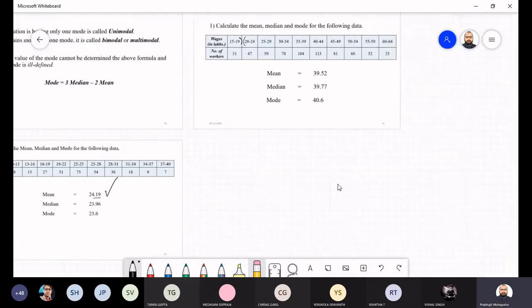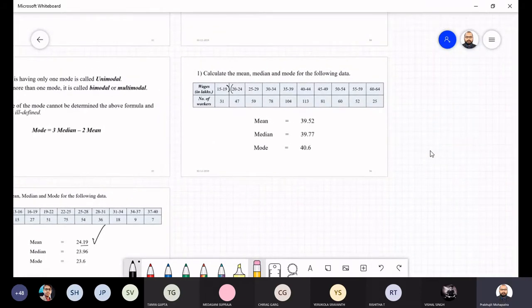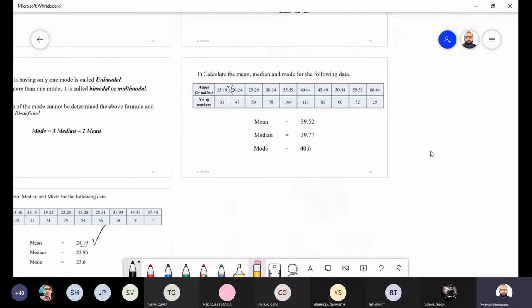I think you have also studied this in your standard 11, 12 or 10th class. How to make this series continuous? We should redefine the intervals, like 14.5 to 19.5 and then 19.5 to 24.5. Why 14.5? You can go for 14.75 also, or you can go for 14. So why 14.5? So that on either side of the intervals there is equal space.